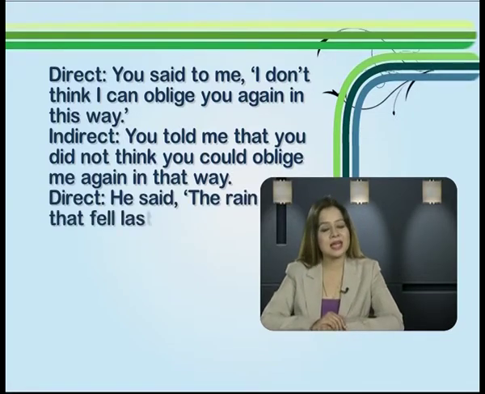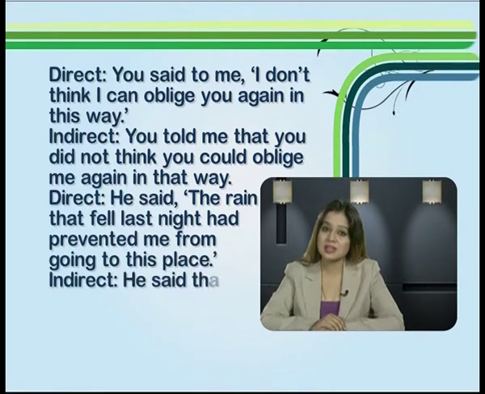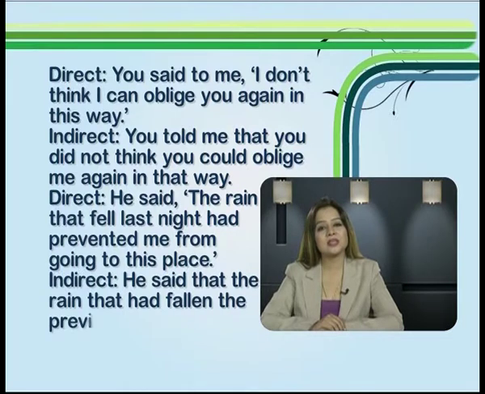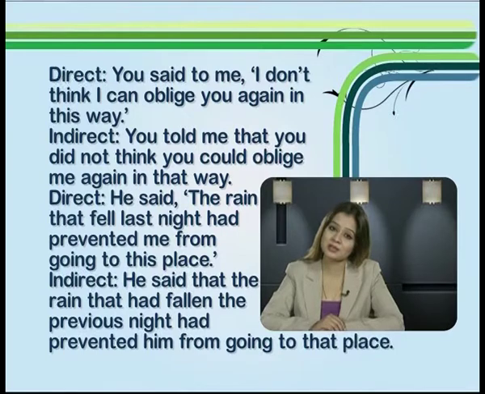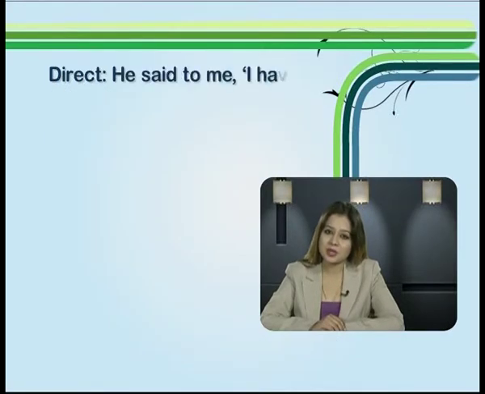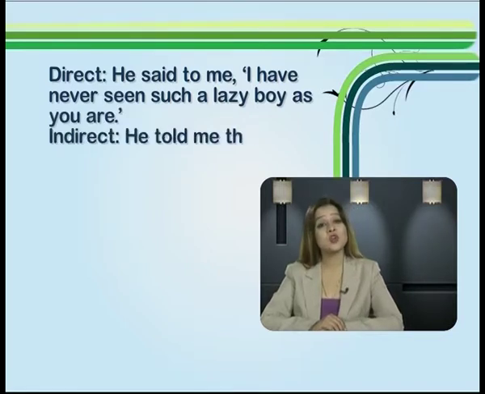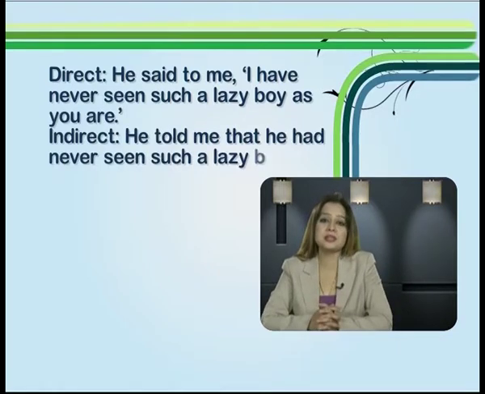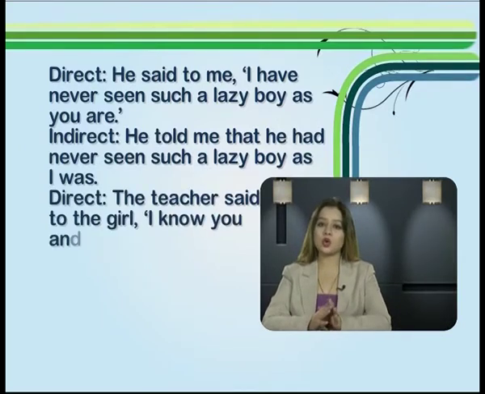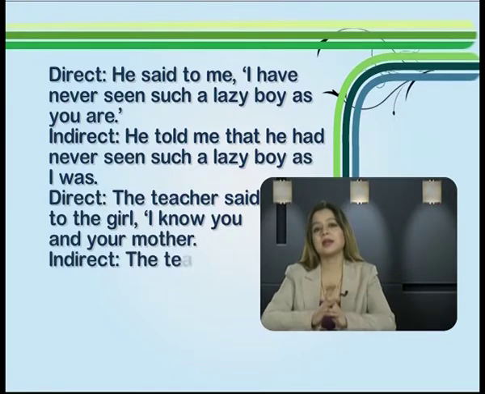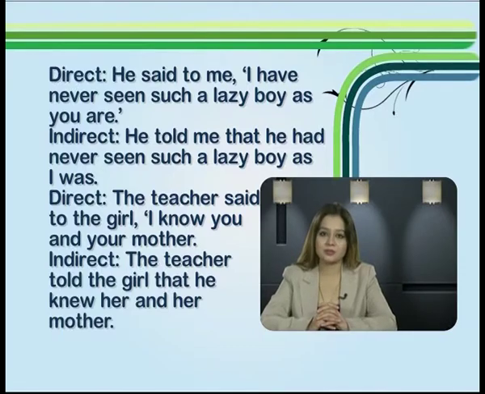Direct: He said, "The rain that fell last night has prevented me from going to this place." Indirect: He said that the rain that had fallen the previous night had prevented him from going to that place. Direct: He said to me, "I have never seen such a lazy boy as you are." Indirect: He told me that he had never seen such a lazy boy as I was. Direct: The teacher said to the girl, "I know you and your mother." Indirect: The teacher told the girl that he knew her and her mother.